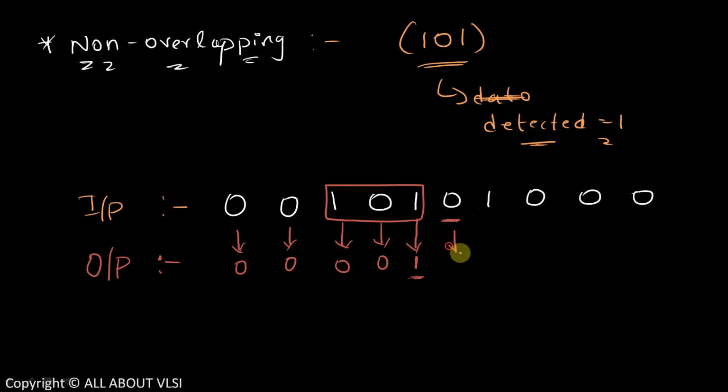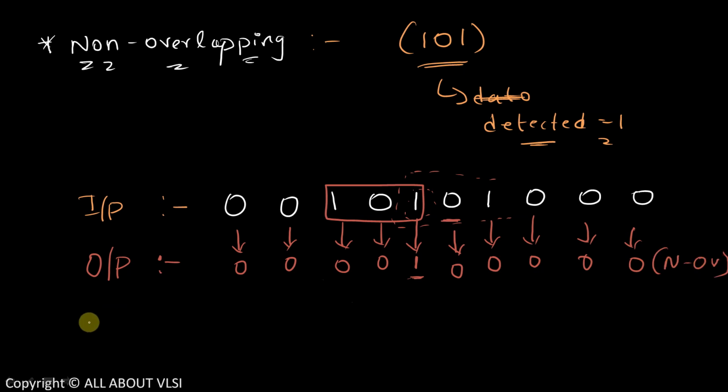So here your output will become 0, and it will be 0 up to this. We are not going to consider this one, and we are not going to say this is 101 so our sequence has been detected. No. Since the first sequence has been detected, we are going to start the sequence checking from the next bit. We are not going to consider the previous bit in the case of non-overlapping. So this is the output in the case of non-overlapping.